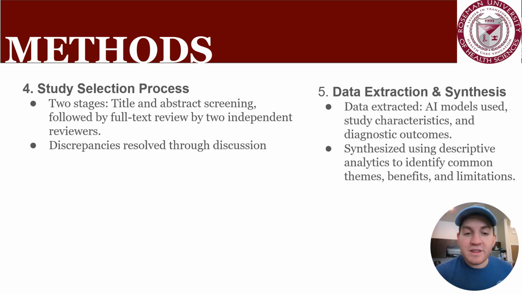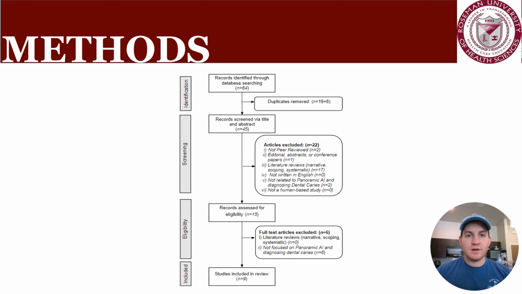We then continued the methods through a study selection process. We had two stages, title and abstract screening, followed by full text review by two independent reviewers on our team. Any discrepancies were resolved through discussion with our team. The data extraction and synthesis was next, where we extracted AI models used, study characteristics, and diagnostic outcomes. Then we synthesized using descriptive analytics to identify common themes, benefits, and limitations.